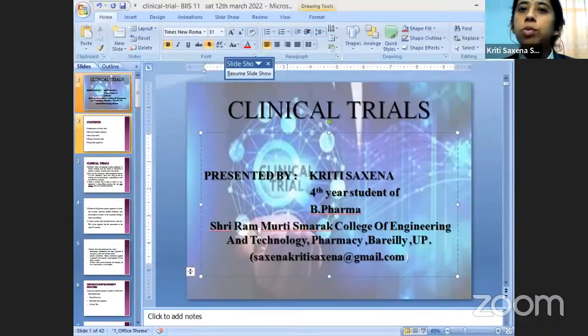A clinical trial is used to learn if the new treatment is either more effective than the existing treatment or has fewer side effects. Because whatever we are creating new, our aim is to provide better safety and efficacy to the patients.